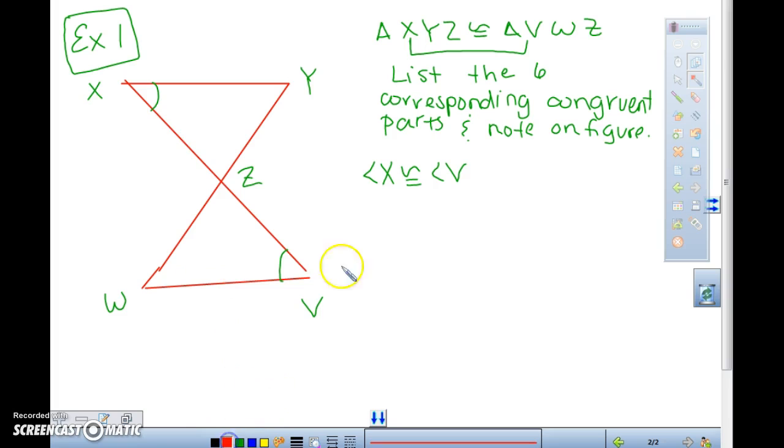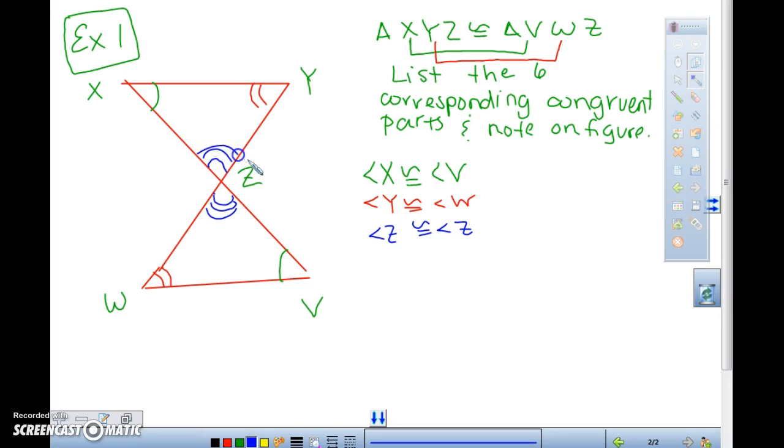We want to look for another angle, gentlemen. Y and W. Okay, so Y and W are congruent. And Z. So angle Z in the top triangle is congruent to angle Z in the bottom one. All right, we got our angles. Now we got to go for our sides.